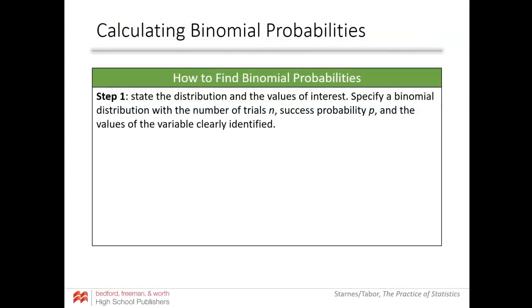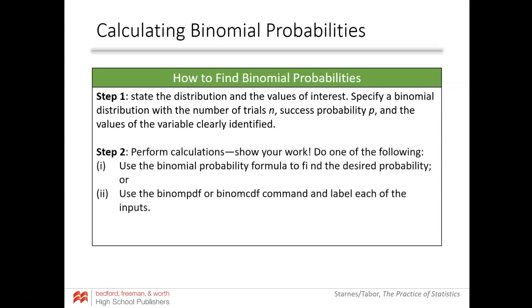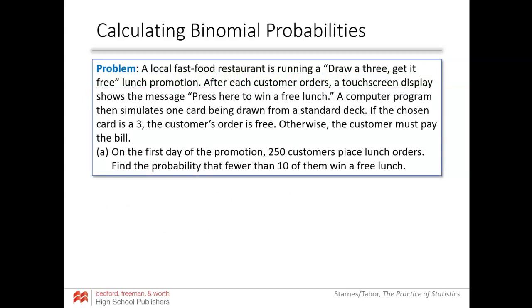So how to find binomial probabilities. First, state the distribution and the values of interest. Specify a binomial distribution with a number of trials, n, success probability, p, and the values of the variable clearly defined. Then we're going to perform the calculations showing work. So whether we use the formula with the factorials, or a binomial PDF or CDF command in our calculator, as long as we've done a good job of labeling and showing our work, we're going to get our credit. And then of course we have to actually answer the question. Don't forget that part.